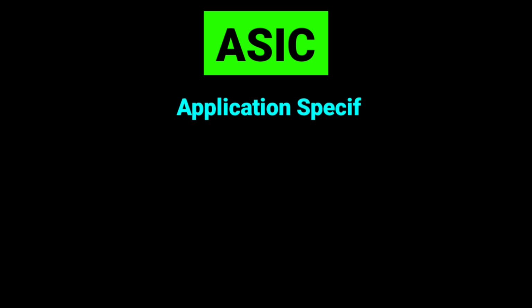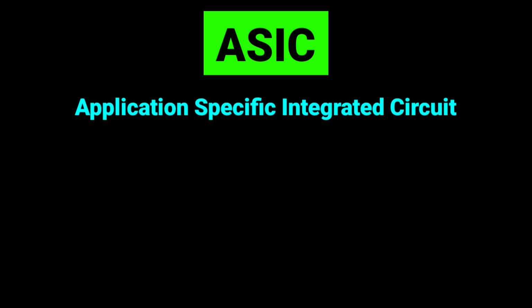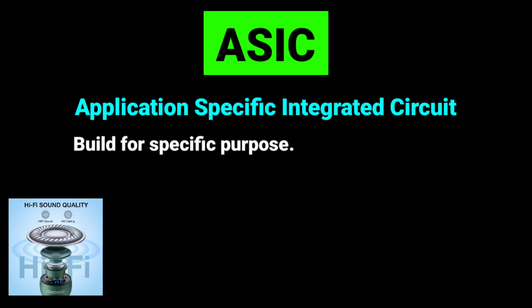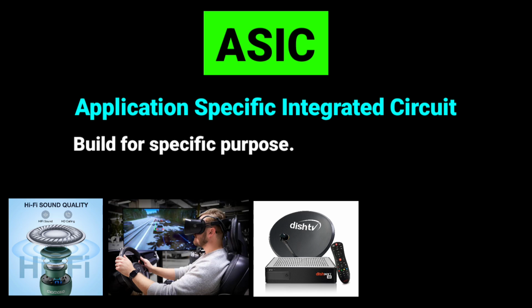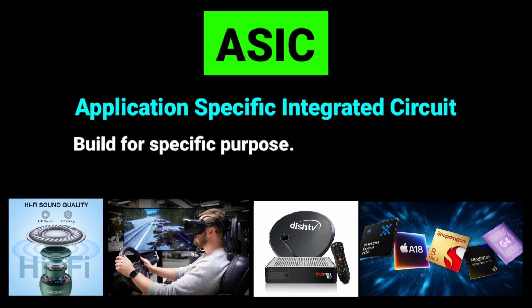ASIC stands for Application Specific Integrated Circuit, and the name itself says everything. It's a chip that is built for one specific purpose, not a general purpose chip like a microprocessor. For example, the chip inside a Bluetooth speaker, exclusive for audio processing, the chip that handles image processing in a VR device, the chip inside your set-top box, automotive controllers, network routers, mobile SoCs, all of these internally use ASICs. These chips can be digital, analog, or mixed signal depending on the application.